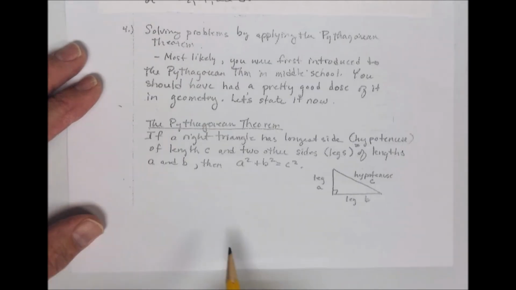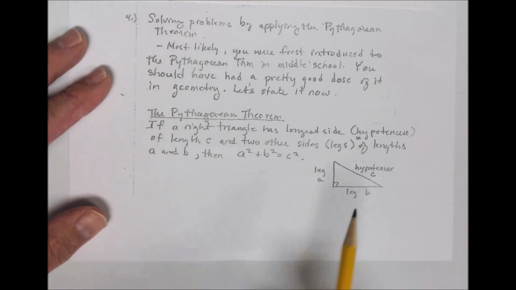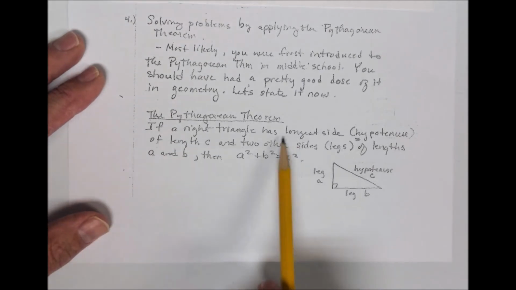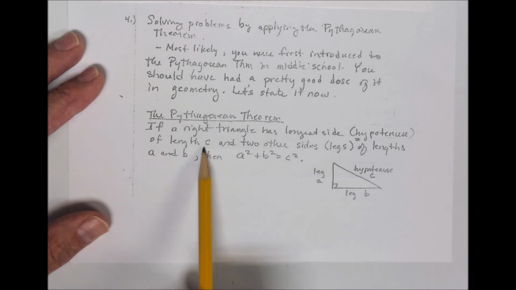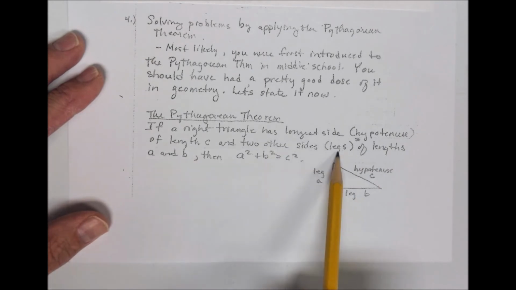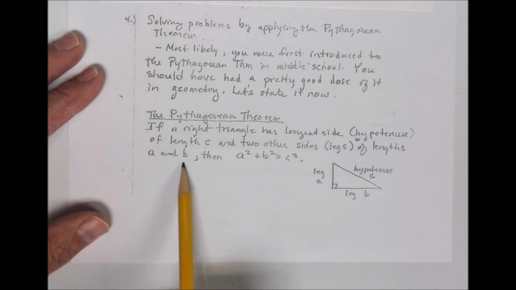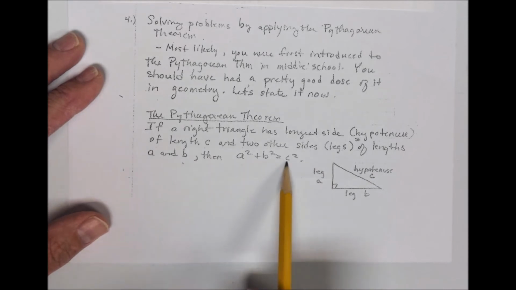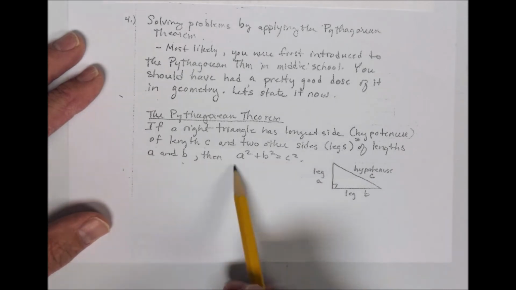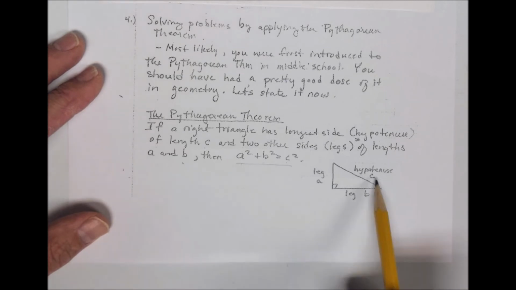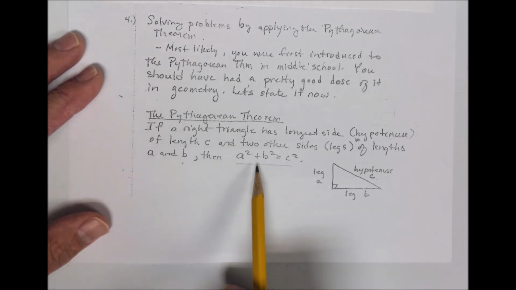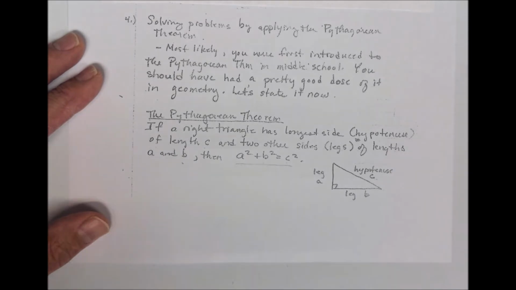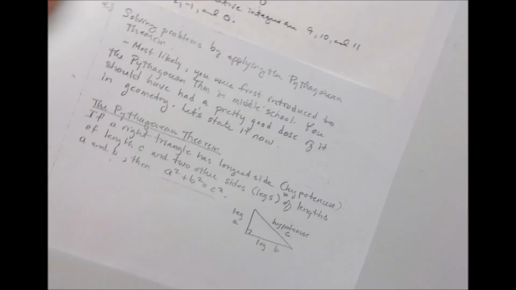But I'm going to go ahead and formally state the Pythagorean theorem. If a right triangle has longest side, the hypotenuse, of length c and the other two sides, which are called the legs, of lengths a and b, then a squared plus b squared equals c squared. Remember, you have to make c the longest of the 3 sides, the hypotenuse, for you to use this idea. Now, I'm going to use this to solve a story problem that I just happen to have right here.